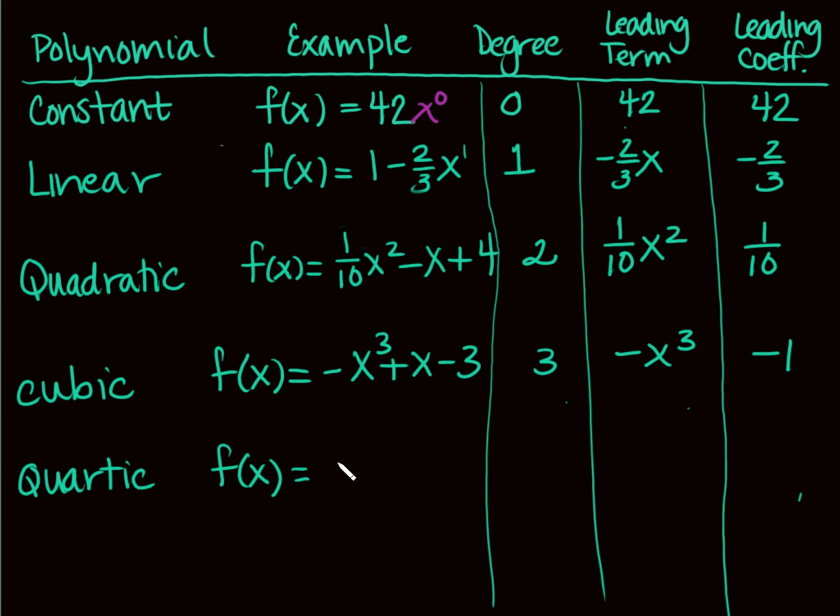So, I could have 0.5 x to the 4th minus 1. I'm not going to put the other terms just because I don't have room. This is degree 4. What is the leading term? 0.5 x to the 4th. And what's the leading coefficient? Just a half. So quartic, and I think a 5th degree polynomial is like a quintic.